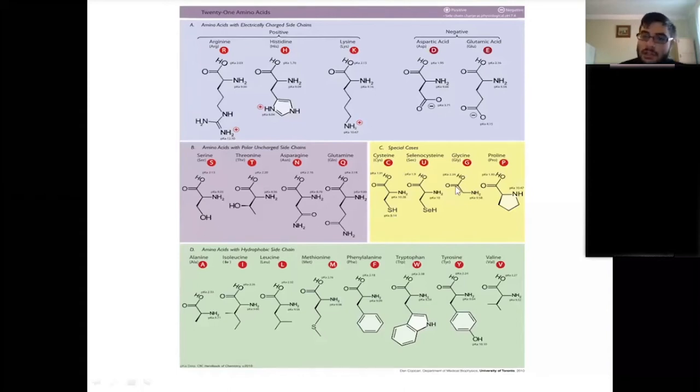Glycine, as I mentioned, has its R group as H, so if you were to just write it and ignore the H's, it just looks like the basic structure for all amino acids. Proline is special because its R group makes a circle, a pentose ring, with the amino terminus, which makes it a little bit of a special case, okay?